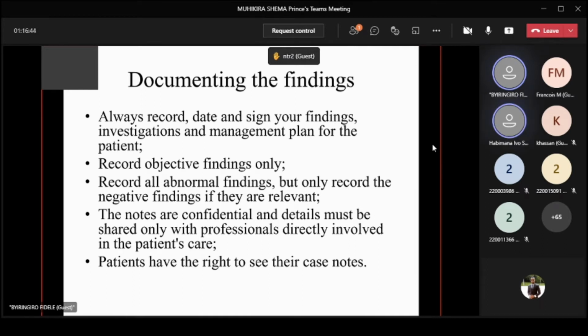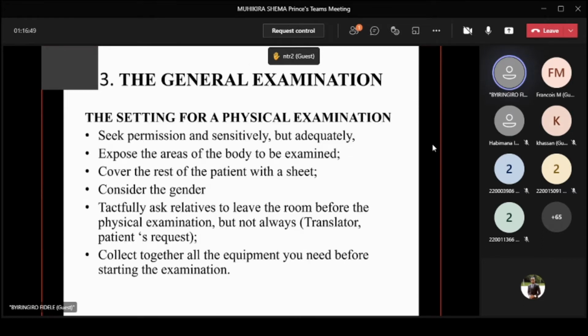Any question? No question. Okay, now let's look at the general examination of a patient.